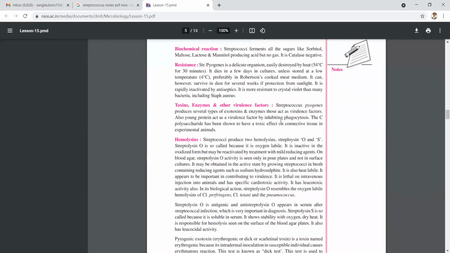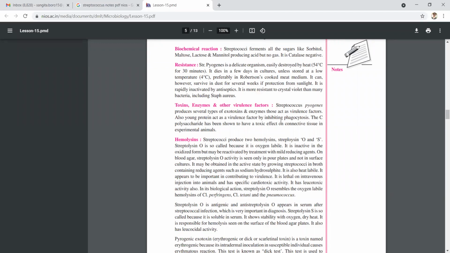Then the biochemical reaction of this bacteria: it ferments sugars like sorbitol, maltose, lactose, and mannitol, producing acid but no gas. It is catalase negative. It's a very delicate organism. If heat of 54 degrees Celsius is provided for 30 minutes, it is easily destroyed. It dies in a few days in cultures unless stored at a low temperature, that is 4 degrees Celsius, preferably if you grow them in Robertson's cooked meat media.